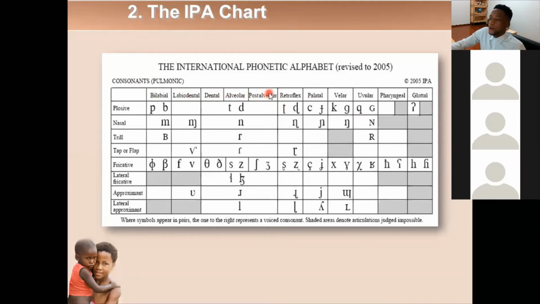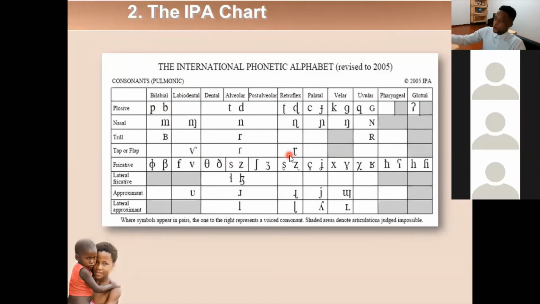The columns on the top have the names of the places in the vocal tract where these sounds are articulated. And the column on the extreme left is where you find the names of these sounds. In each column, the symbol on the right represents a voiced sound, and the symbol on the left represents a voiceless sound.